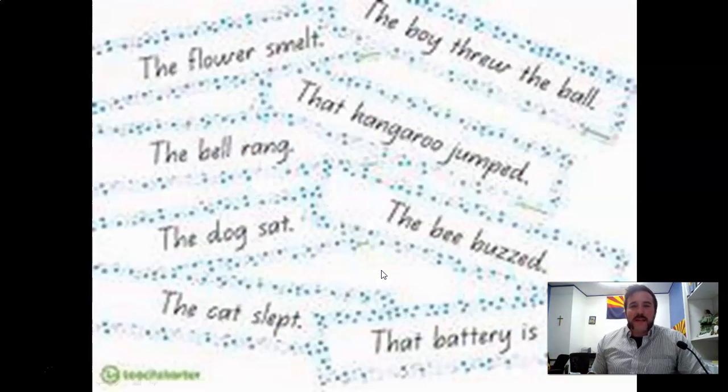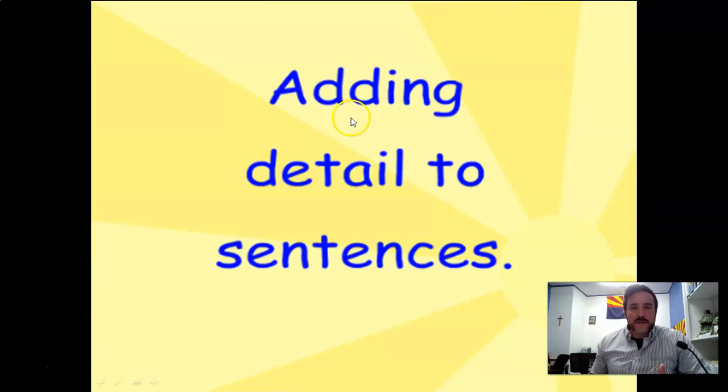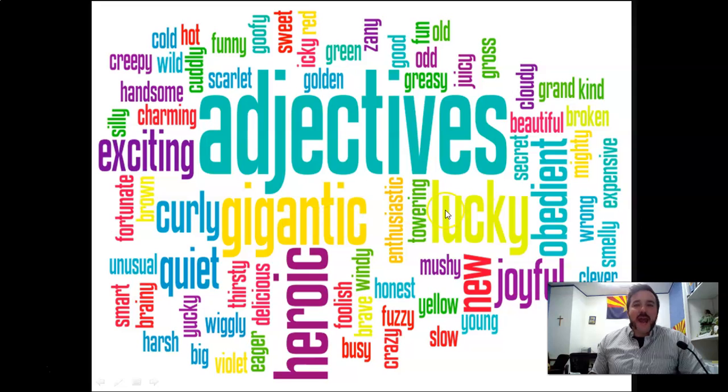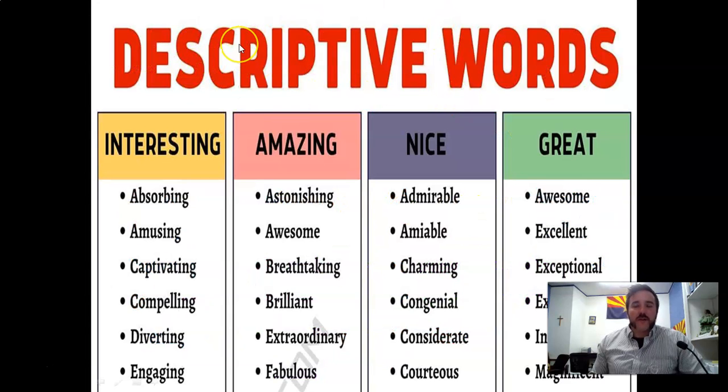The point is, I don't want you to just have the bee buzz. Describe the bee. Tell a little bit more about what he's doing and where he's buzzing around. Add adjectives or add something that's called descriptive words. Really pretty much the same thing, adjectives and descriptive words. Interesting, amazing, nice, great, fine words, but you can sometimes change it up to have some of these what we call synonyms or words with the same meaning. It just changes it up so you're not always talking about this thing is great.